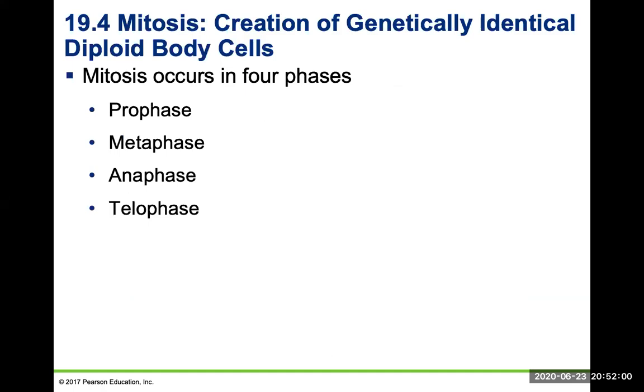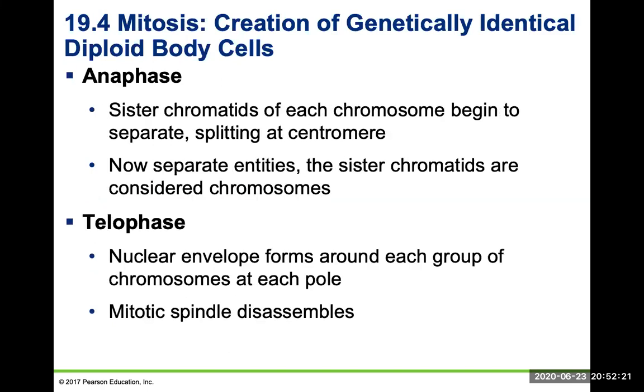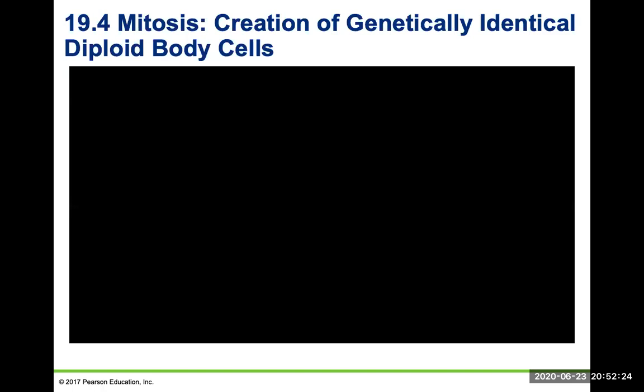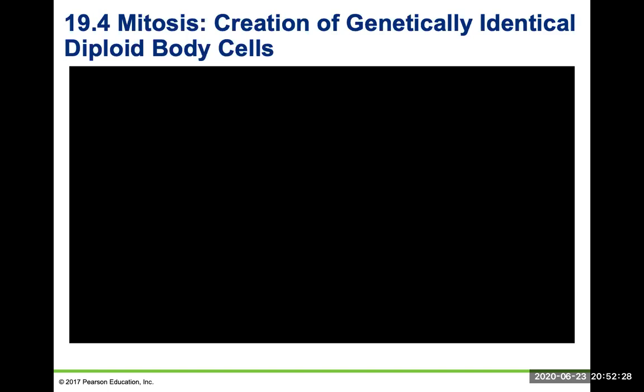So these are the four phases of mitosis. I always think of the acronym PMAT: prophase, metaphase, anaphase, telophase. PMAT, to remember the order. And I'm going to let you guys look at the order and what happens at each phase, but you should know what exactly is happening at prophase, metaphase, anaphase, and telophase. And this should be a video that takes you through those four stages of mitosis that you should know well.